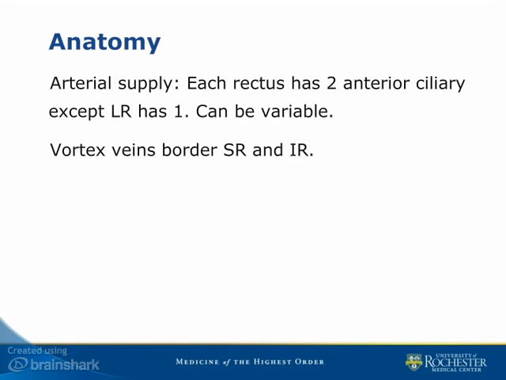So the arterial supply to the anterior segment, including the cornea, the iris, and the lens, is supplied by the anterior ciliary arteries. And these arise, usually 2 of them in each rectus muscle, except for the lateral rectus, which usually has 1. This can be variable. Sometimes you'll see 3 on the surface of the muscle, sometimes 1 on the surface of the medial rectus. The other important anatomical relationship of the vascular supply is the vortex veins border the superior rectus and inferior rectus, usually about 10 to 12 millimeters post the insertion. These can be ruptured at the time of surgery and can bleed a lot, so it's important not to patch hook too far posteriorly in order not to injure these vessels.